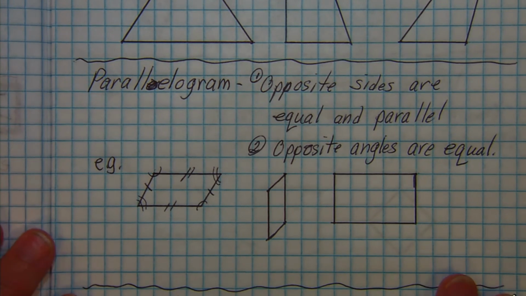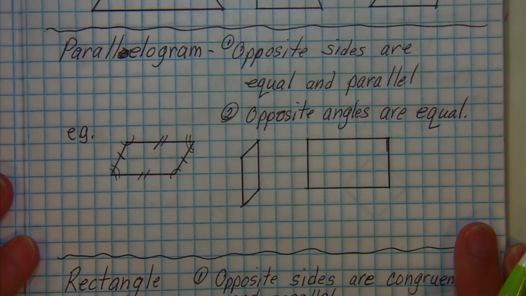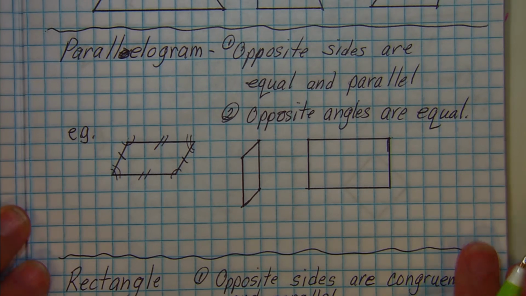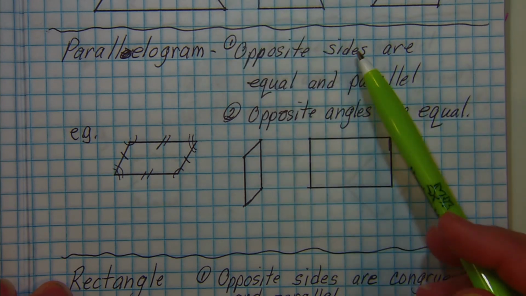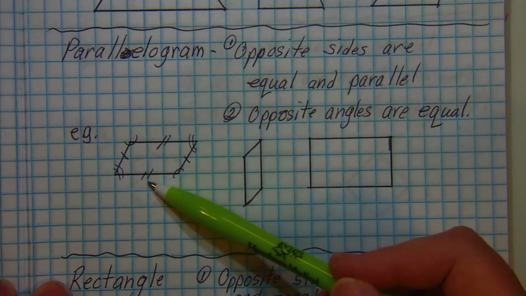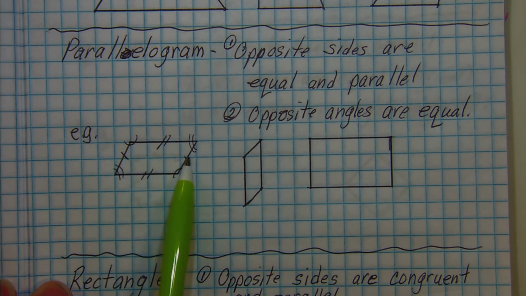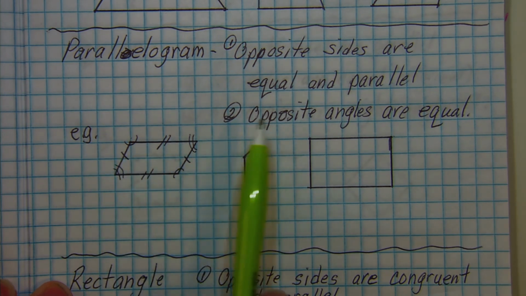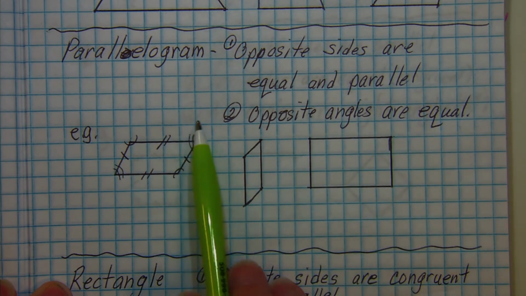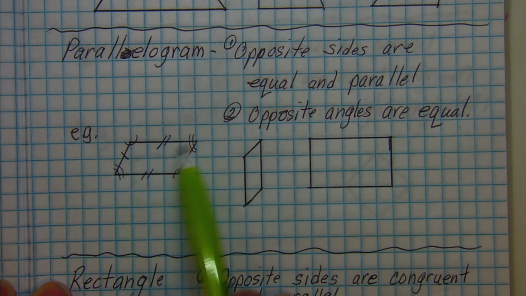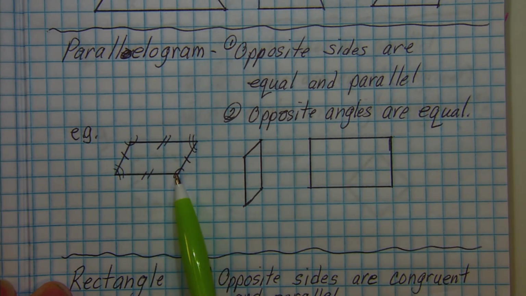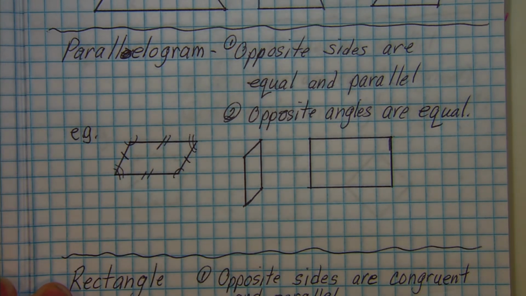All right, so now moving up to the parallelogram, we have a little bit more now being asked of us. A parallelogram has opposite sides that are equal and parallel, just like the trapezoid. Both sets, though, of opposite sides are equal and parallel. And the opposite angles are both equal. So opposite angles are going to be congruent, and opposite sides each will be congruent. That's what makes a parallelogram.